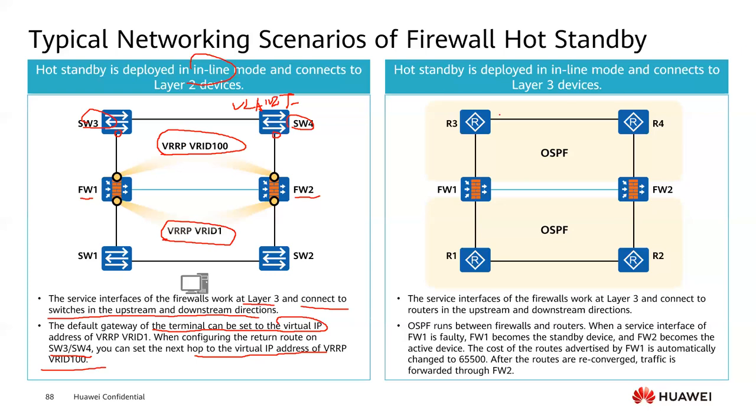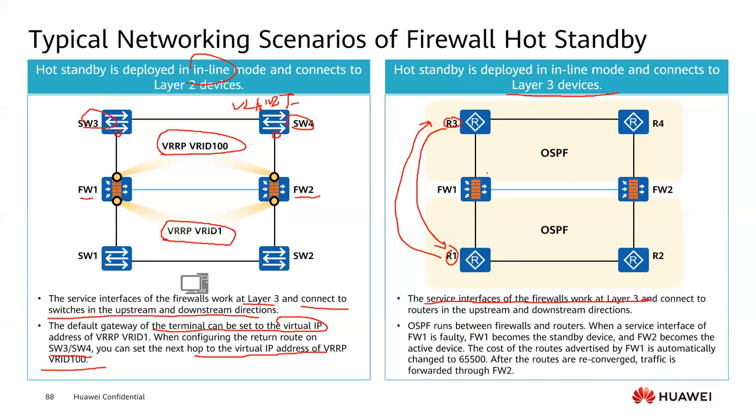And then it is the hot standby deployed in inline mode and connected to layer 3 devices. It means the service interfaces in the upstream and downstream directions will run the OSPF protocol. How does it work? Now we don't have the VIP, so how does HRP ensure all the traffic goes through the same device? It will change the OSPF cost. You will find that R1 will send the traffic to R3 following the OSPF routes.